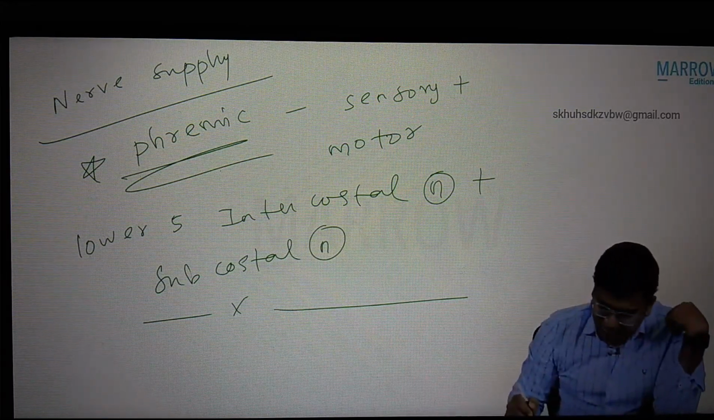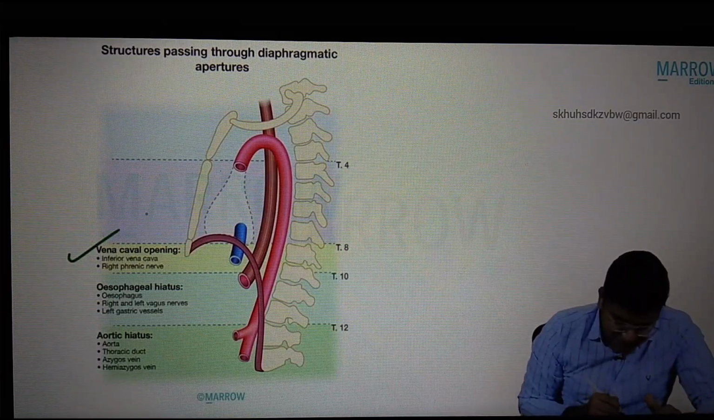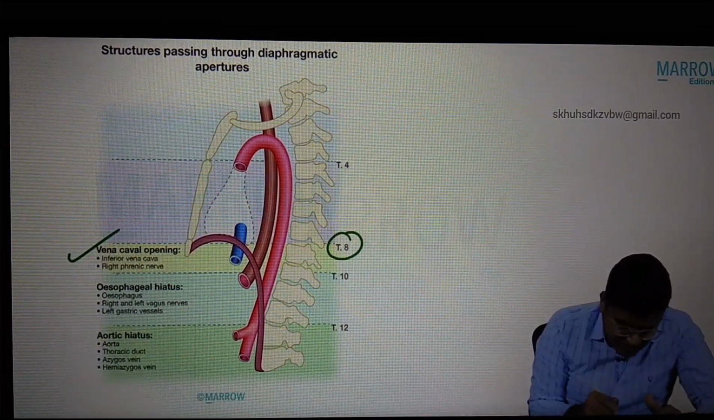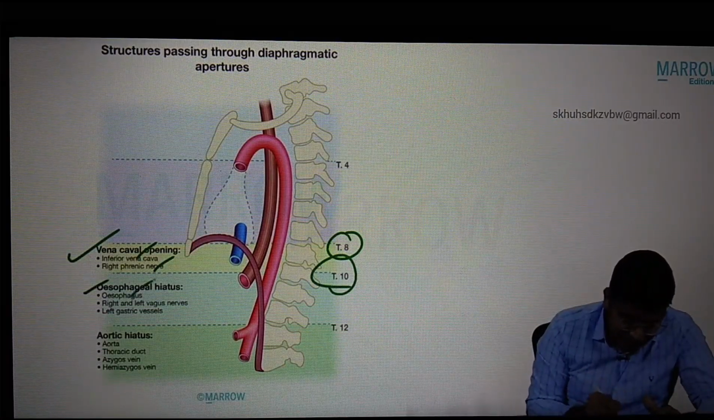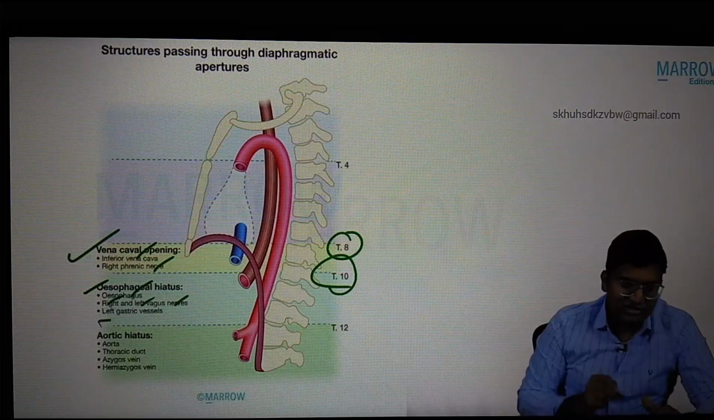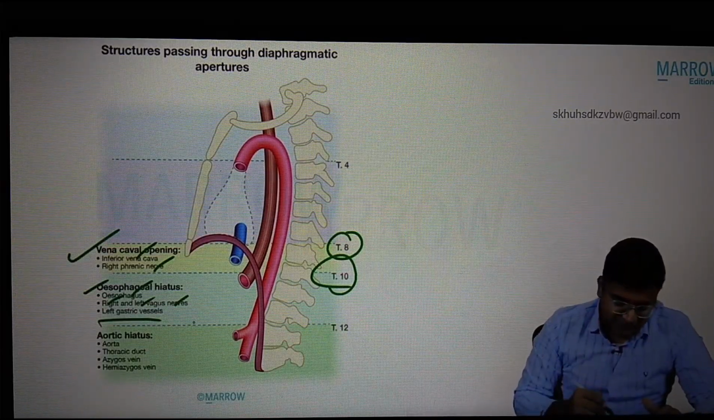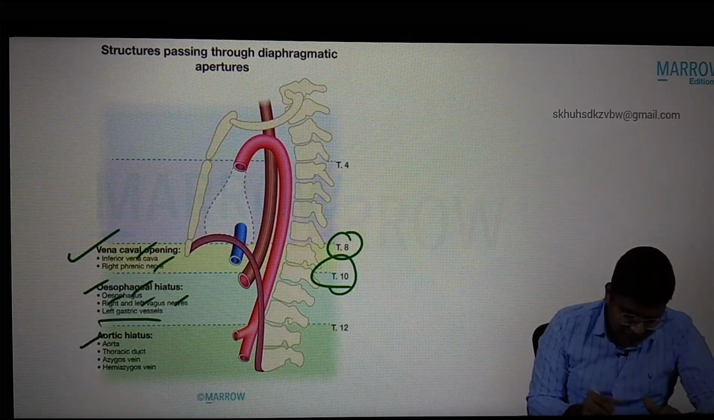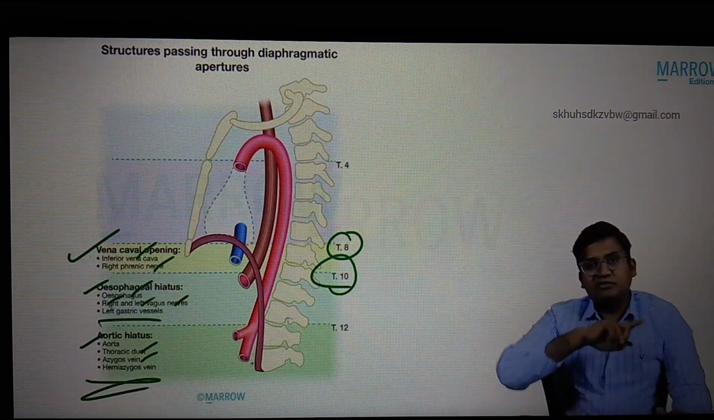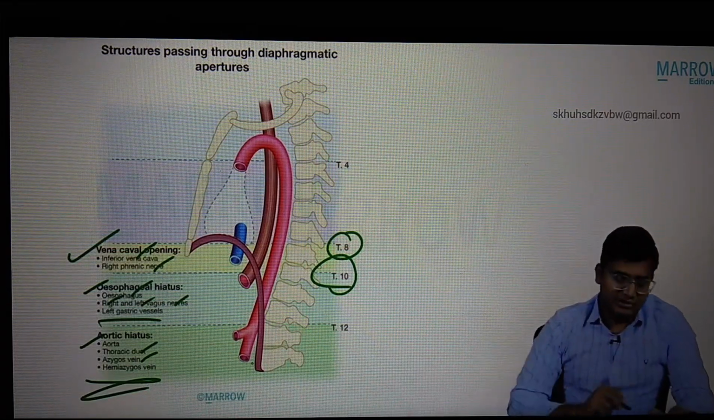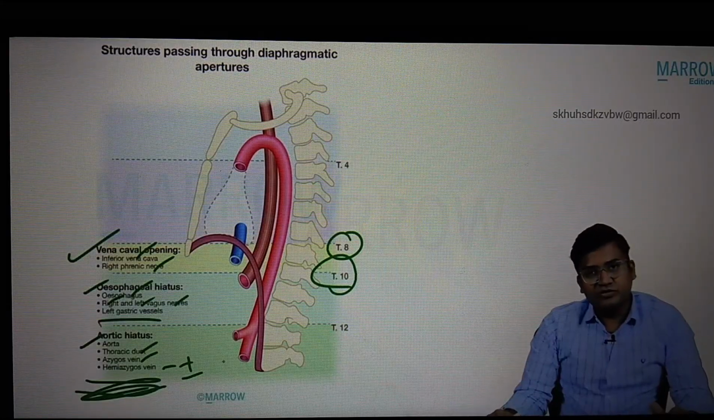Right, now see this diagram. In this diagram, we are seeing the major openings here. This is the vena cava opening, located at the level of T8. Structures passing are the inferior vena cava and right phrenic nerve. Esophageal opening, T10: esophagus, right and left vagus, right gastric vessels and the esophageal tributary to the left gastric vein. Aortic hiatus: aorta, thoracic duct, azygos vein, sometimes hemiazygos vein. Usually the hemiazygos vein passes by piercing the left crus of the diaphragm, okay, but rarely it goes through the hiatus. Please keep the hemiazygos vein as a plus or minus option, okay.